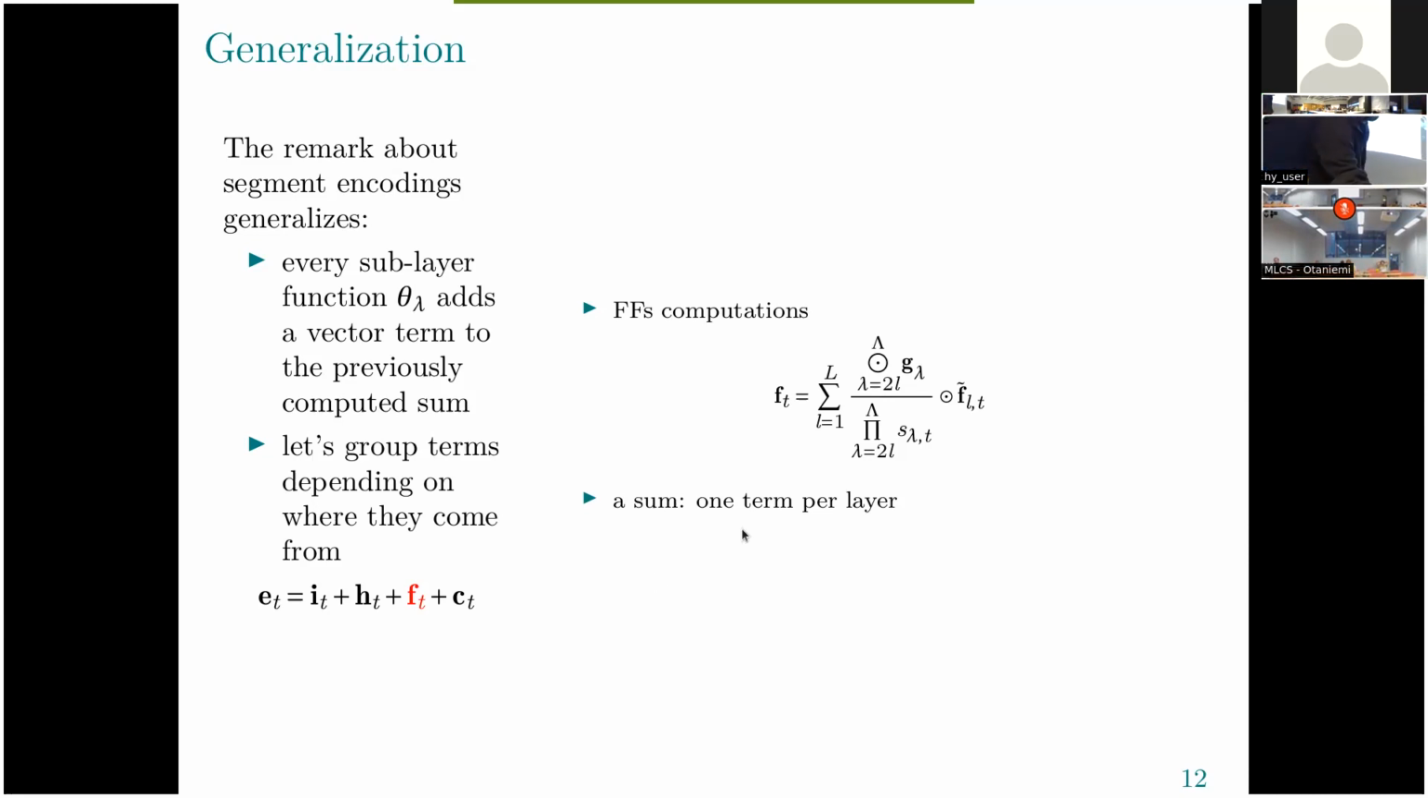And also, one thing that differs from our input trace is that now we have a sum across all layers, because every single layer has a sublayer that is a feed-forward. And so every single layer is going to add a term that corresponds to the output of the feed-forward at that sublayer.